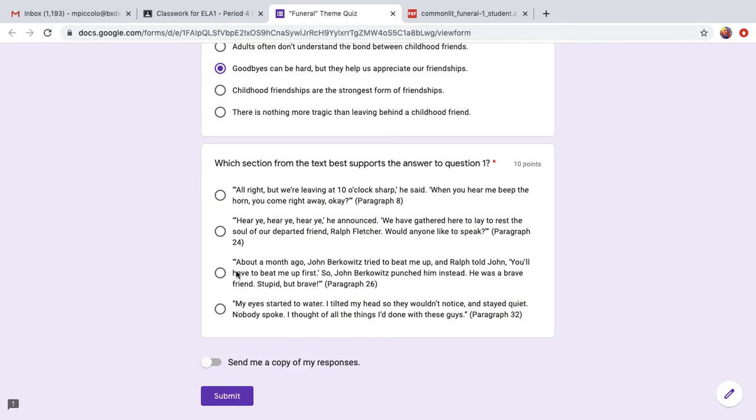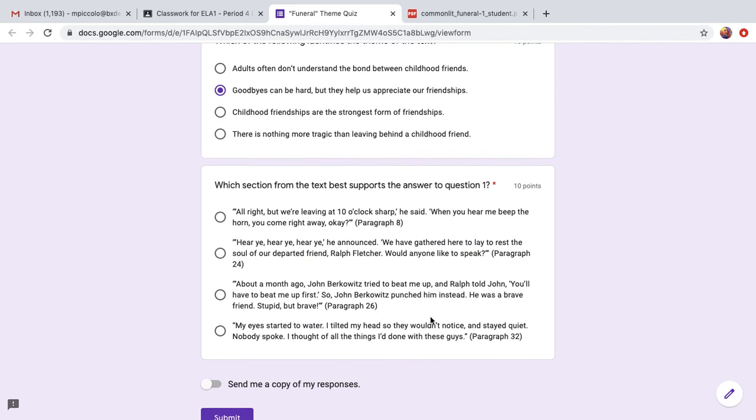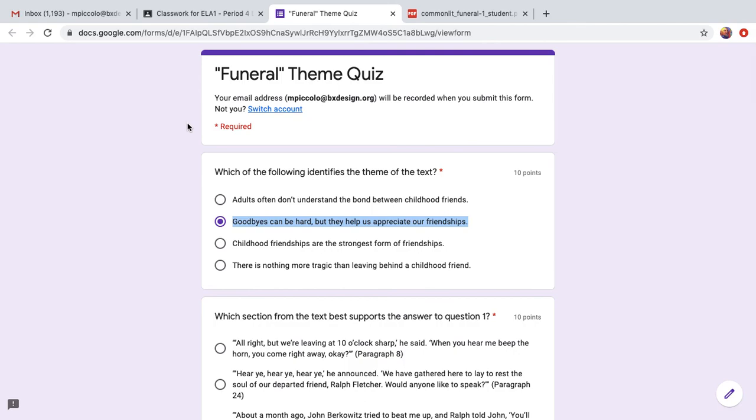Is it, "About a month ago, John Berkowitz tried to beat me up, and Ralph told John, 'You'll have to beat me up first.' So, John Berkowitz punched him instead. He was a brave friend. Stupid, but brave." Or is it, "My eyes started to water. I tilted my head so they wouldn't notice and stayed quiet. Nobody spoke. I thought of all the things I'd done with these guys." So, which of these do you think is the best supporting evidence to this theme? And we're going to be using this evidence and this theme in our writing, so do not skip this. It will make your life easier, I promise.